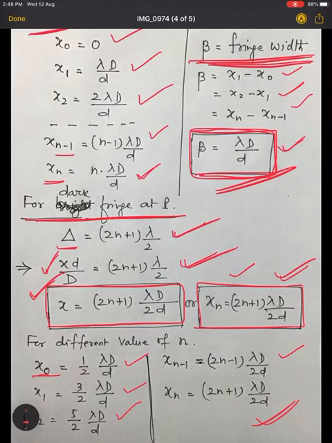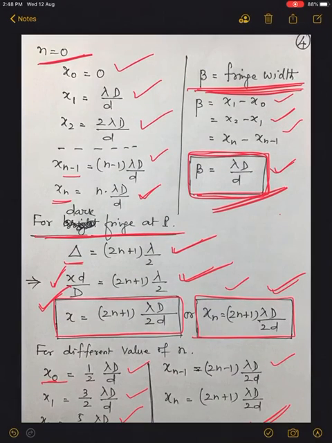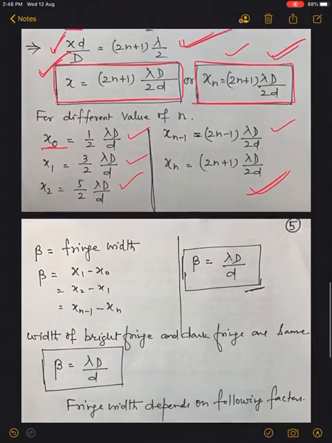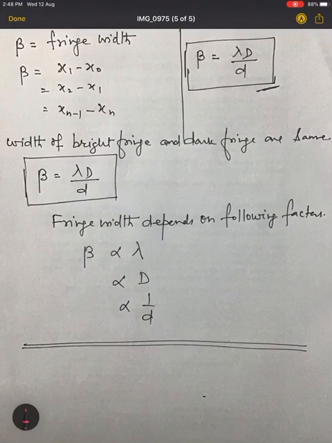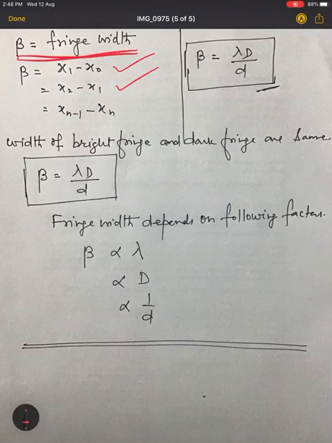And again, in the same manner, we can find the fringe width, applying the condition of dark also. So beta is fringe width once again. So this is x1 minus x0 or x2 minus x1 or xn minus xn minus 1. And again you substitute the value, you will get the same expression, beta is equal to lambda D by d. So either you take the condition of bright or condition of dark, the fringe width is beta is equal to lambda D by d.